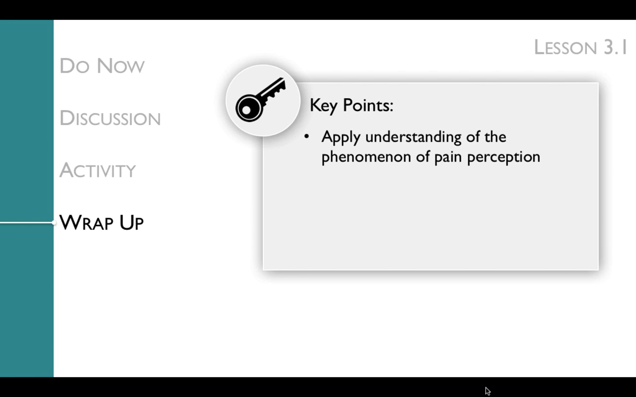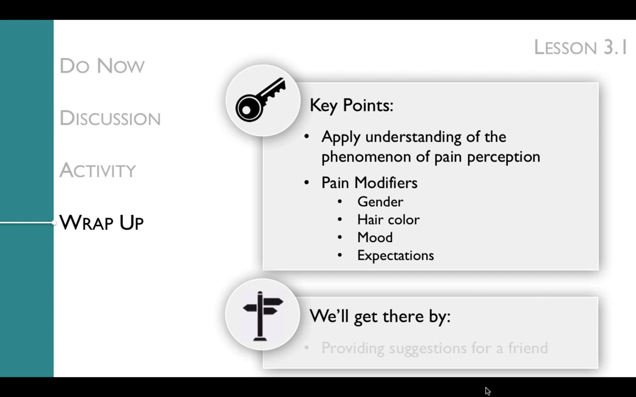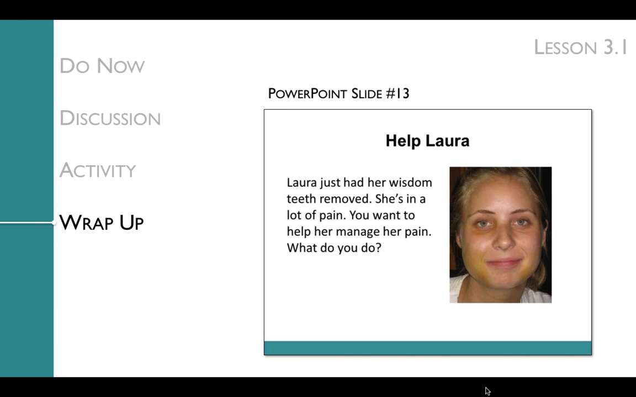The key points of the wrap-up are to allow students to apply their understanding of the phenomenon of pain perception, and specifically use their knowledge of pain modifiers, which again include gender, hair color, mood, and expectations. We'll get to these key points by providing suggestions for a friend. In the wrap-up, we'll help our friend Laura, who just had her wisdom tooth removed and is in a lot of pain. We'll ask students to provide suggestions for what Laura can do to minimize her pain post-surgery.